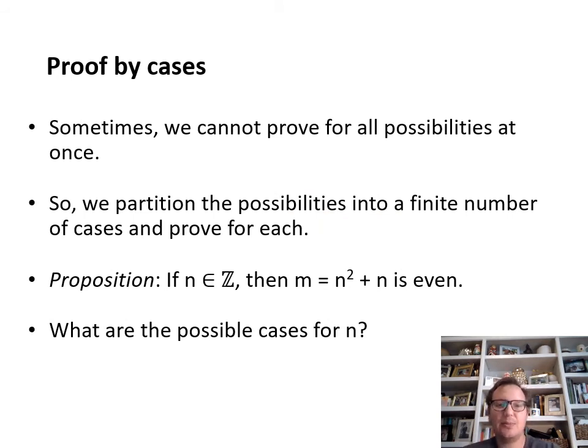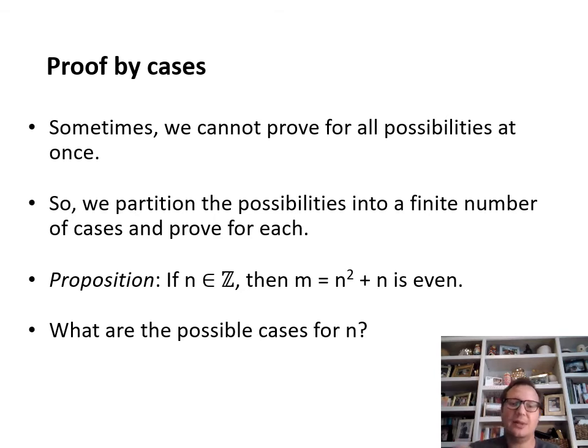So another type of proof that we have is so-called proof by cases. Sometimes it's really hard to prove all possibilities at once. So we partition the possibilities that we have for the hypothesis into a finite number of cases, and then we prove each of them separately.